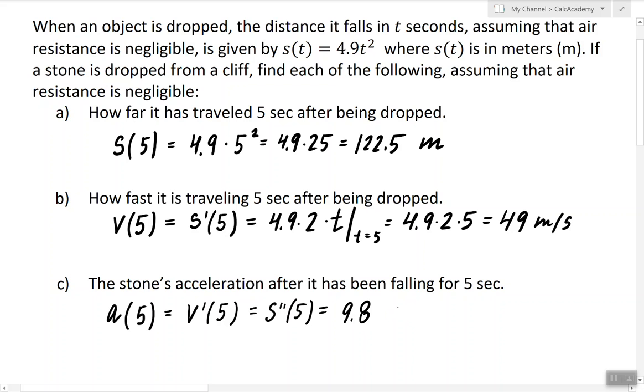That means the acceleration of the fallen object is 9.8 meters per second squared, and it doesn't depend on time. And this is a well-known fact in physics. This is a constant, the acceleration constant, which is equal to 9.8 meters per second squared.